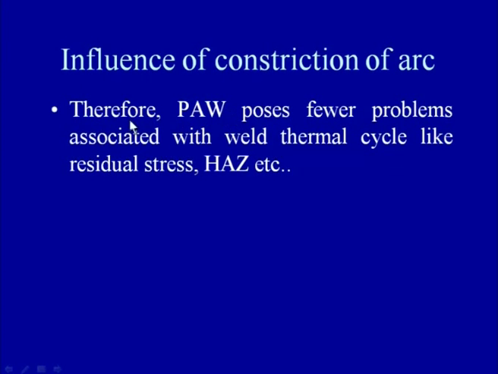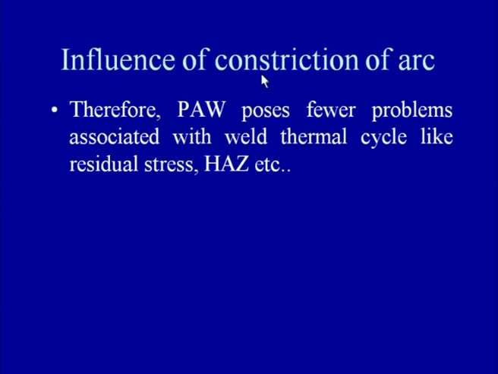So, now we have seen that once the plasma gases are formed, they are forced to pass through the small nozzle, and this in turn causes the constriction of the arc. When the constriction of the arc takes place, this reduces the heat to be supplied for welding of the plates, and the reduced heat input in turn decreases the problems associated with the weld thermal cycle, like the residual stresses and the heat affected zone.